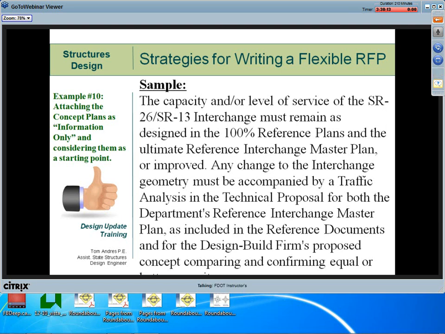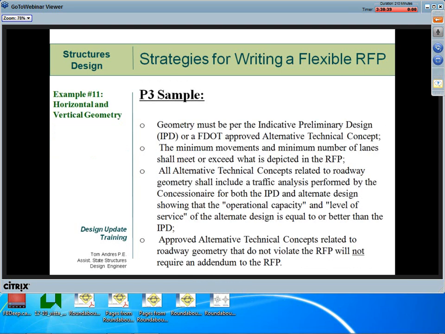We still haven't answered the question of whether we would exempt out approved geometric ATCs from having to share them through an addendum. Some districts have very successfully exempted out this information from the ATC process, but all of the non-geometric aspects of the approved ATC would still be shared with you through an addendum, okay? So here's an example that does just that.